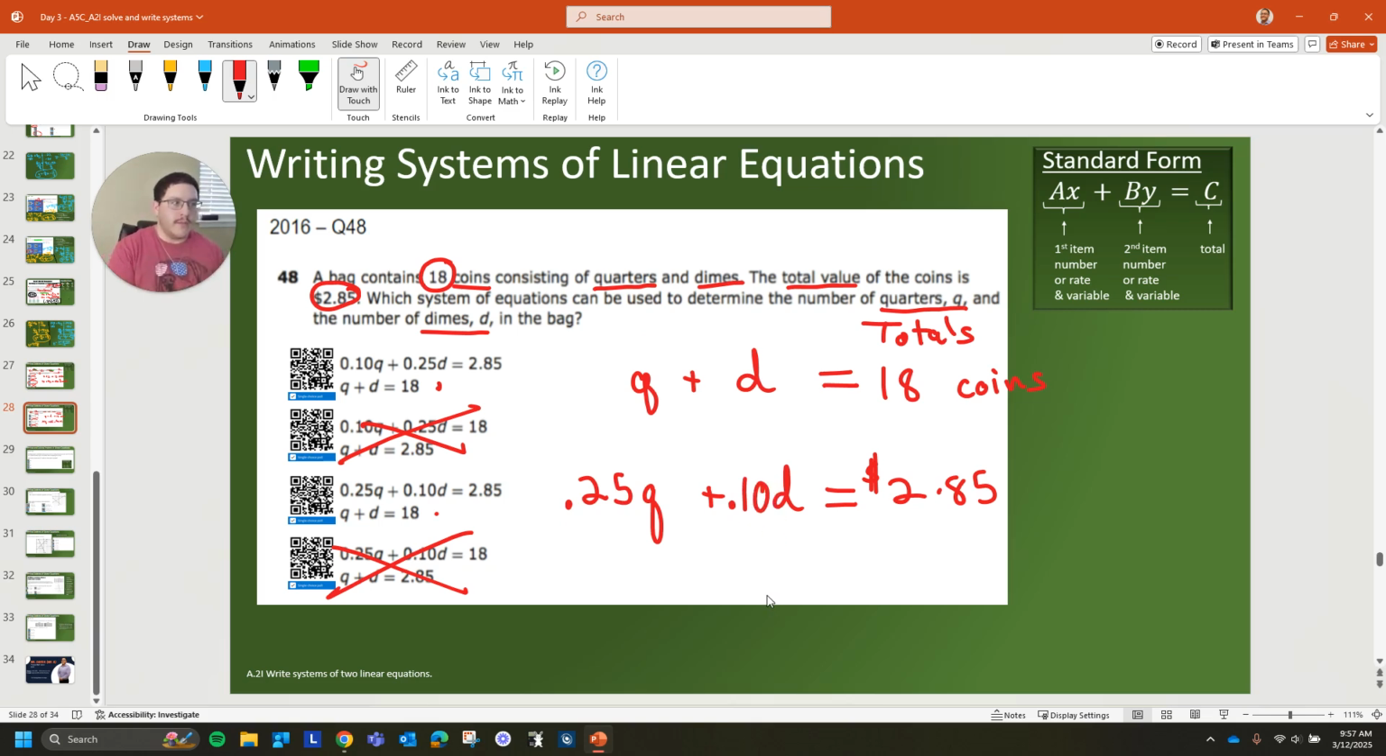So 25 cents per quarter plus 10 cents per dime should total up to be about $2.85. Let's look to see which one that will follow. 10 cents per quarter? No, this one doesn't make sense. So the only one that does is this third one right here. Okay, that's it for this problem.